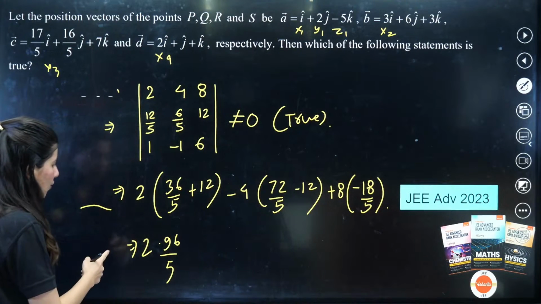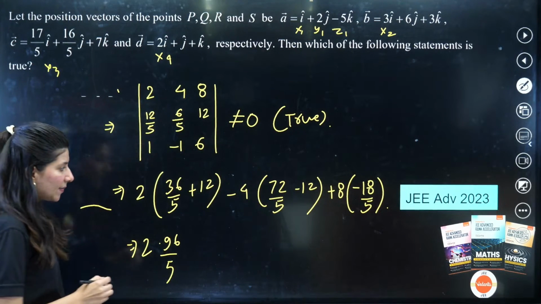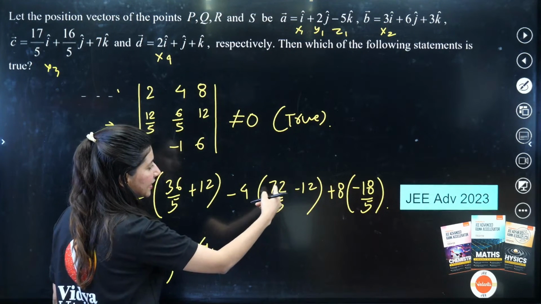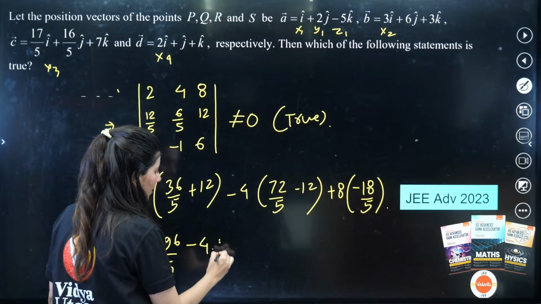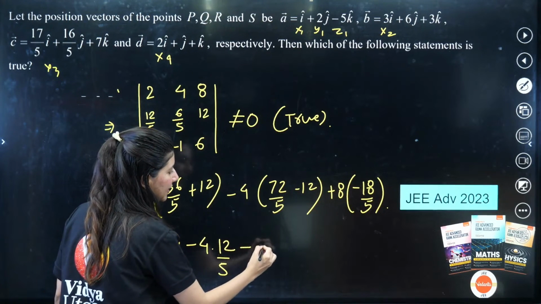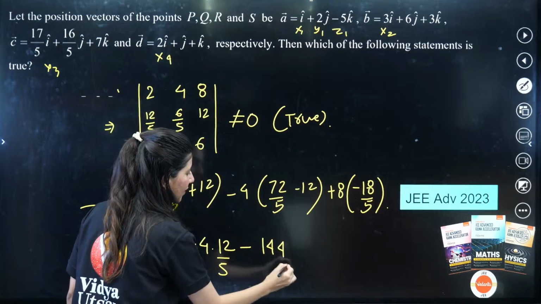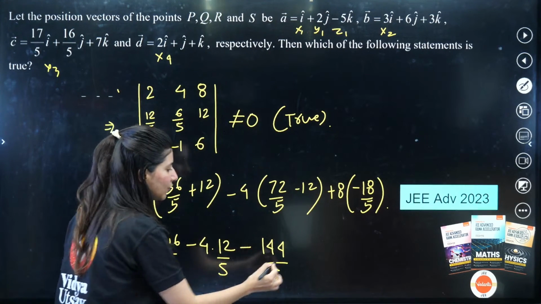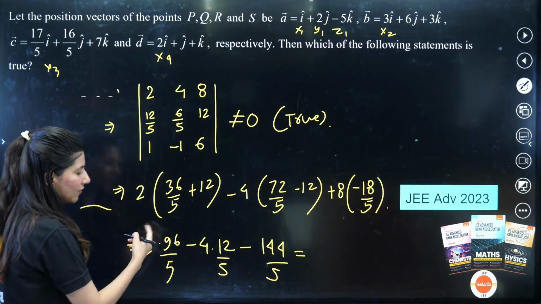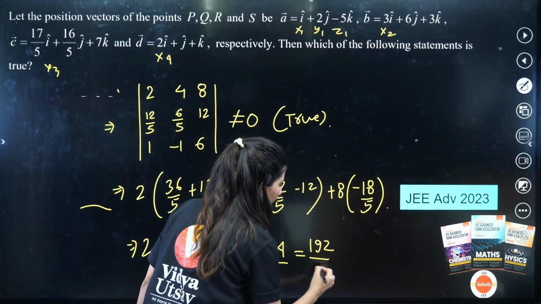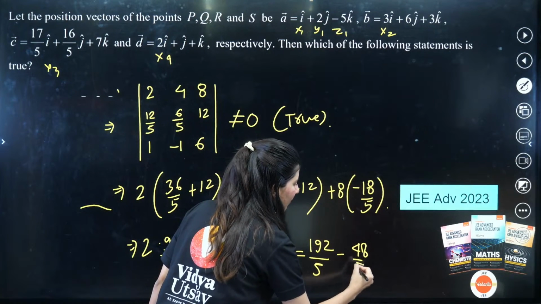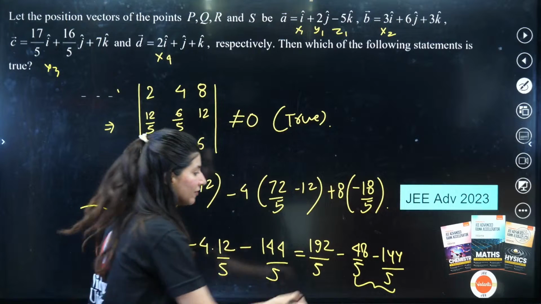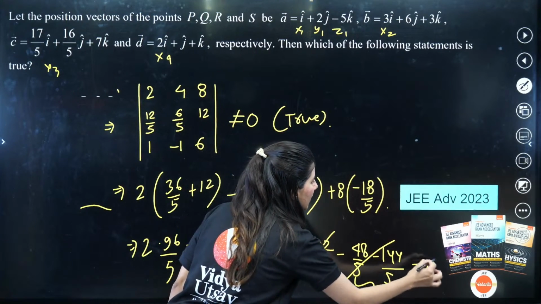So this is going to be 2 multiplied by 96 by 5. Minus 4 times, this is going to be 60. So 72 minus 60 is 12. So 4 times 12 by 5 and minus 18 into 8. So 144 by 5. So this is 48 and 144. Can you see this is actually 192 by 5? And minus 48 by 5 minus 144 by 5. So if you solve it, this is going to be 0.